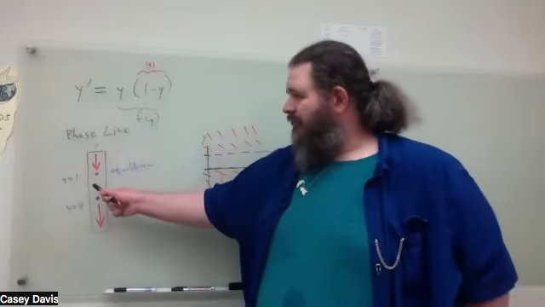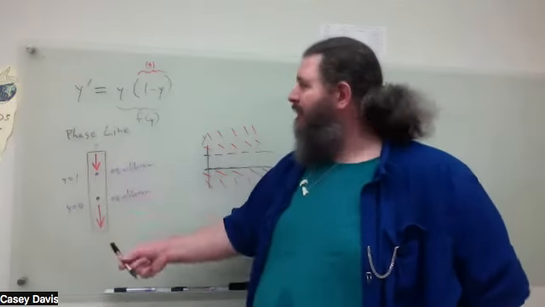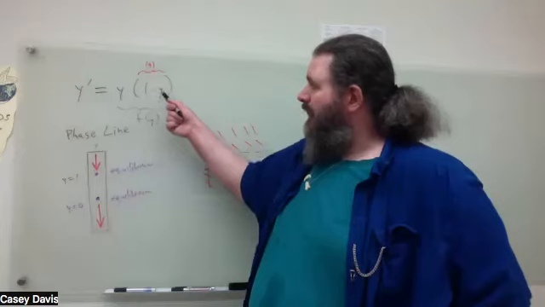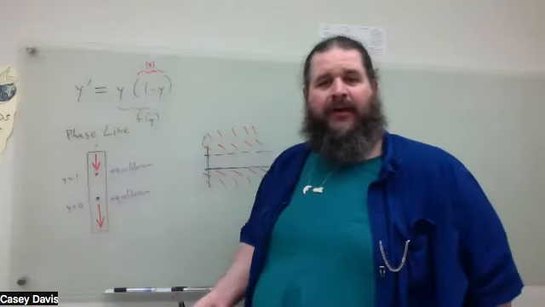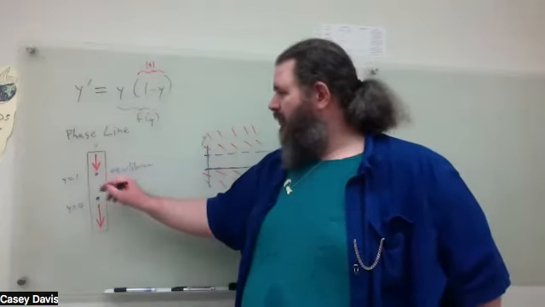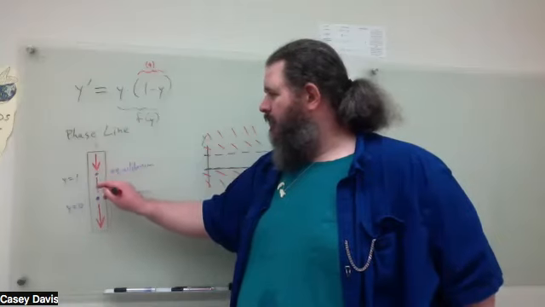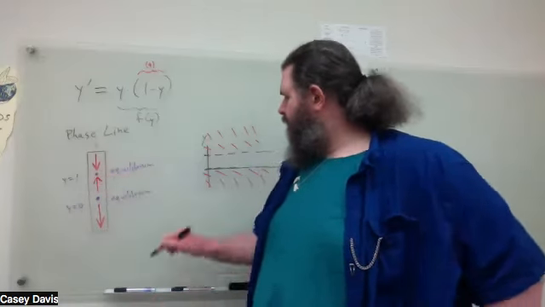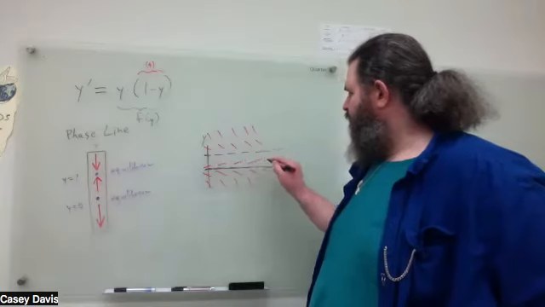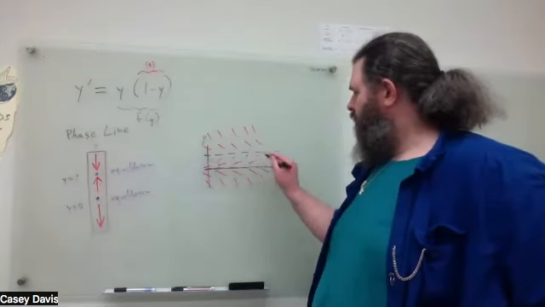It's only when you plug in a value in between, like let's say 1/2. 1/2 times 1 minus 1/2. That's 1/2 times 1/2, which is positive 1/4. So everywhere in between is going to have a positive slope. Something like that.